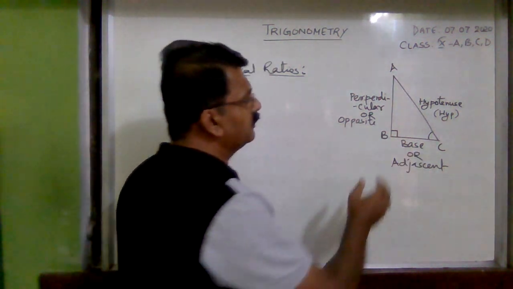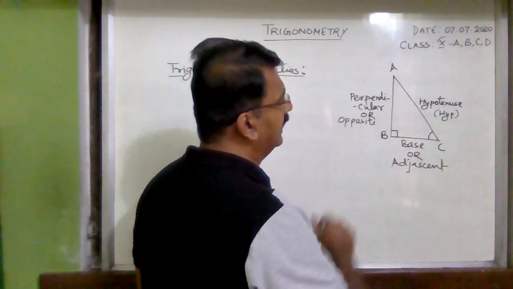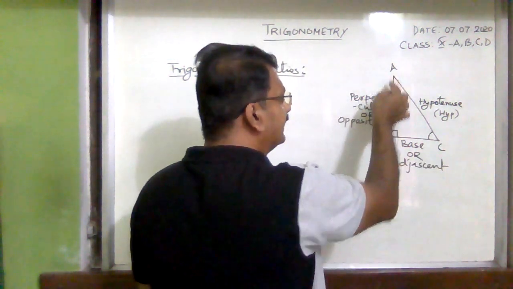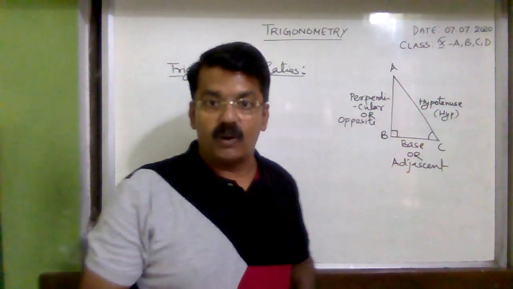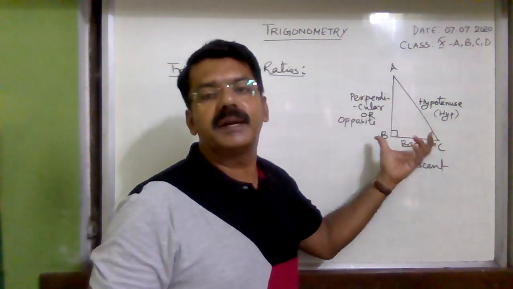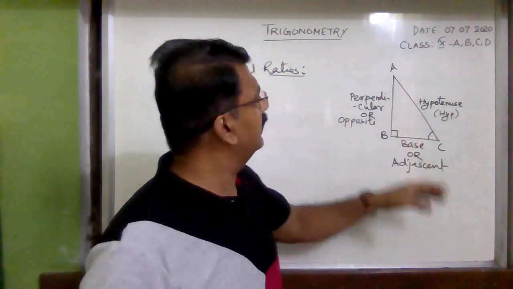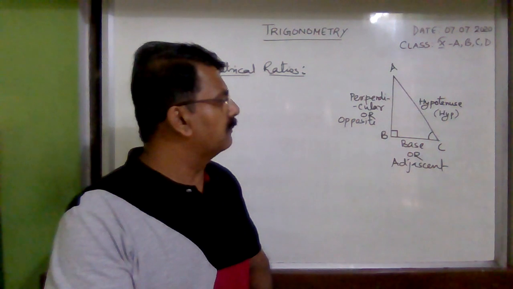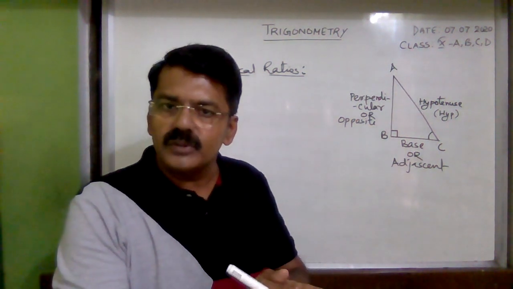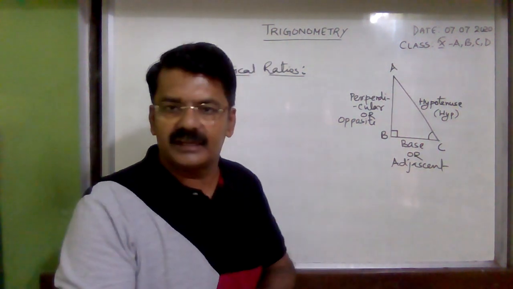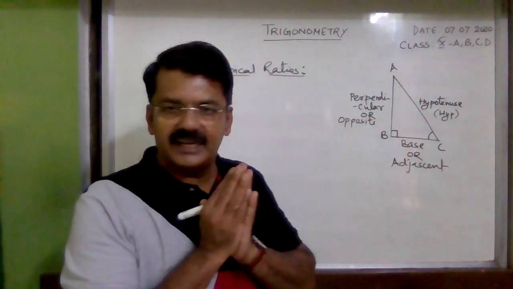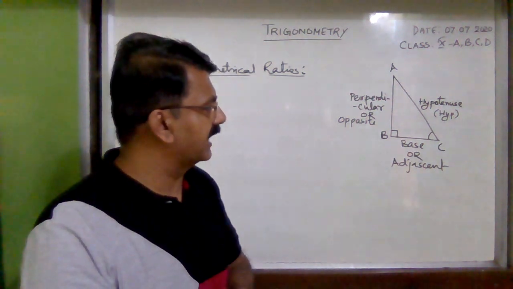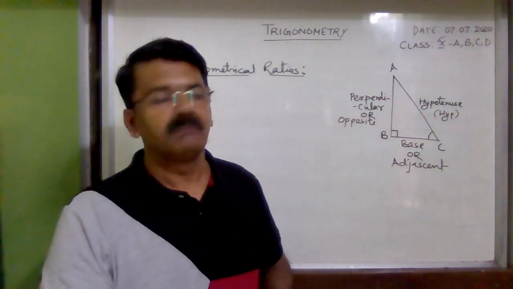Now suppose we take A as the reference angle. In that case, this BC will become the perpendicular and this AB will become the base. Although BC is at the base, we will call it the perpendicular and AB the base. Is it clear? So always remember, the side opposite to the reference angle is the perpendicular and the side making the reference angle is the base.